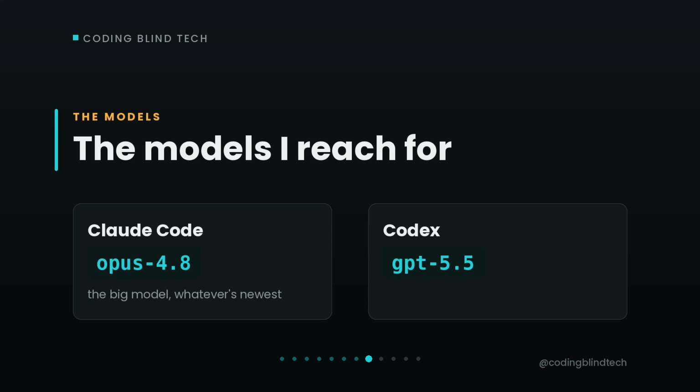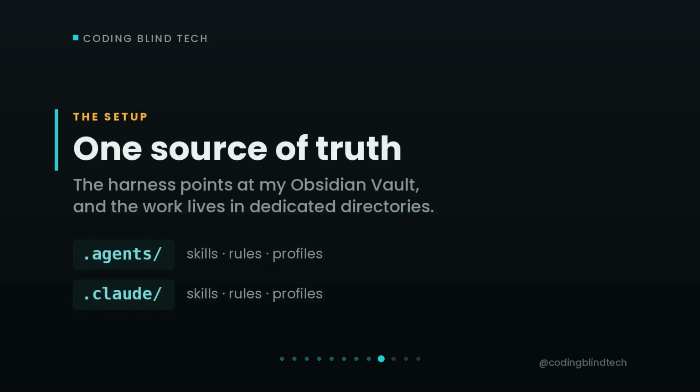So again, I always provide that harness. It's handwritten, talks about project level information. And then also I use Obsidian Vault, so it always points to the vault. And then I have the .agents directory and the .claude directory, and this is where I keep my skills, my rules, profiles, things like that.